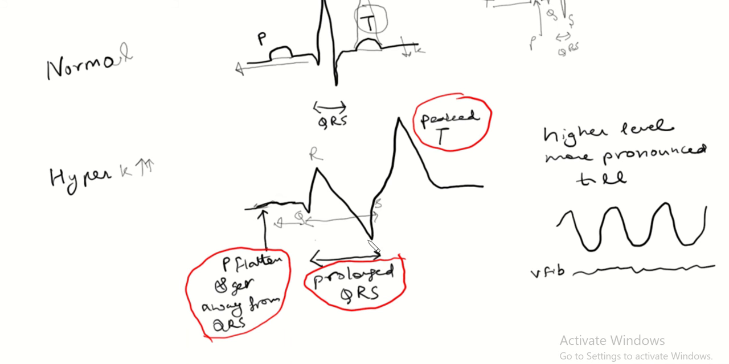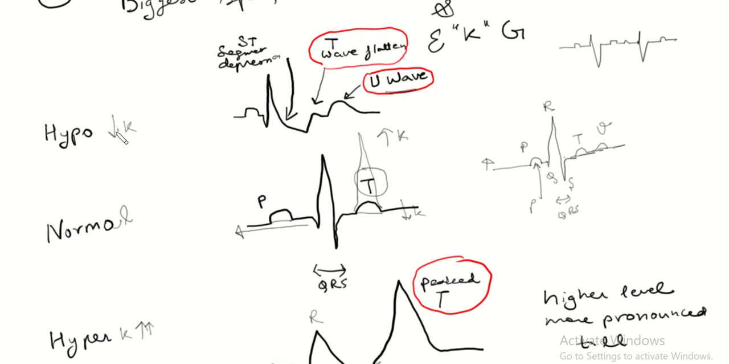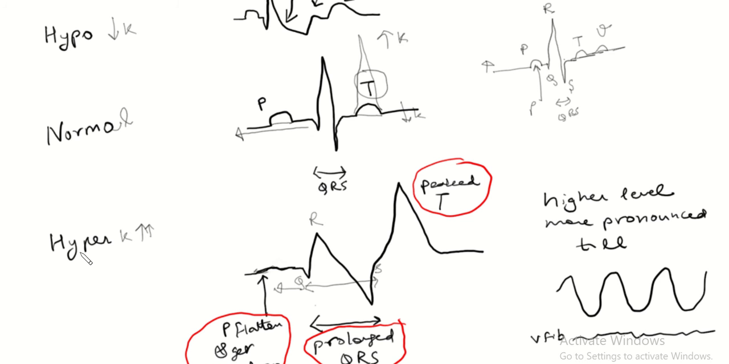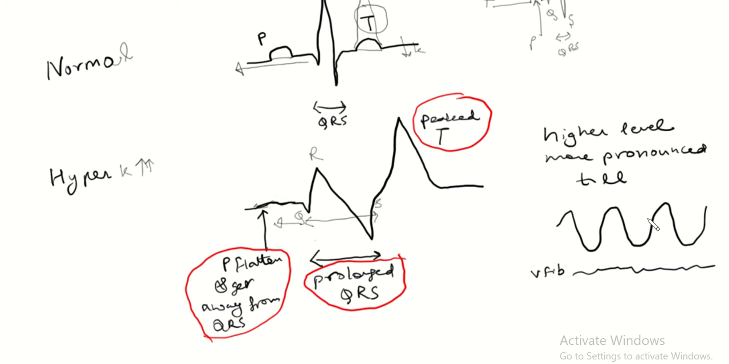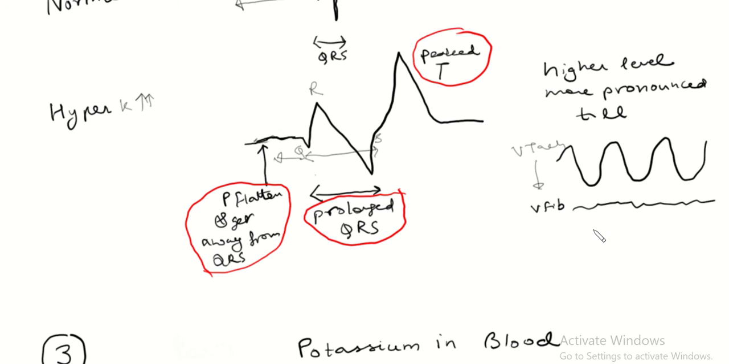Hyperkalemia, you may see prolonged QRS and P flattening and getting away from QRS. Okay. Essentially, both of these, hypo and hyper, are life-threatening, especially hyper. If you continue to let the potassium levels be high, this is what you're going to see, which is VTach, which will then progress to VFib. Ventricular tachycardia would progress to ventricular fibrillation. Essentially, the heart's going to quiver and it's not going to give you any cardiac output. And if it's VTach, it's going to give you very low cardiac output.